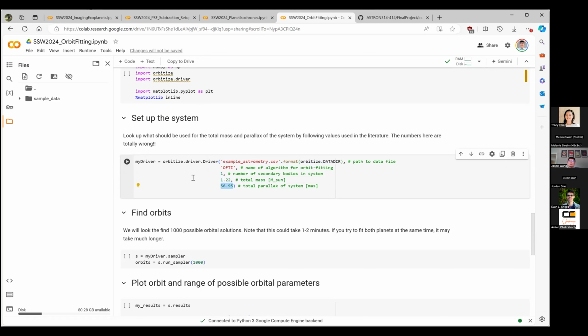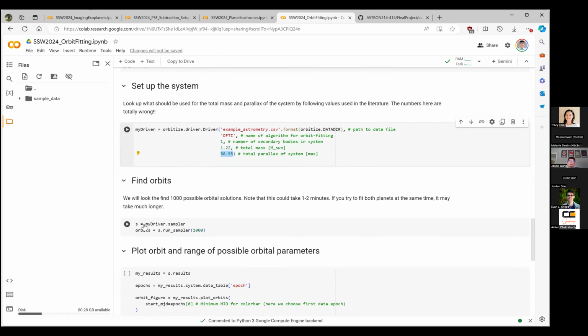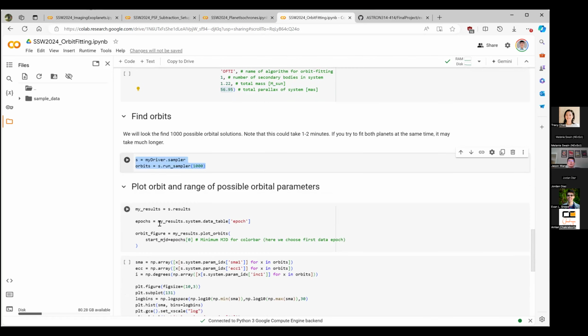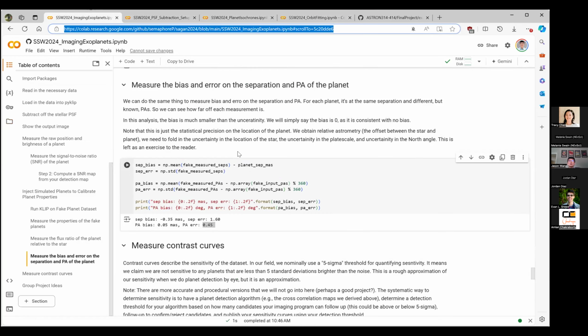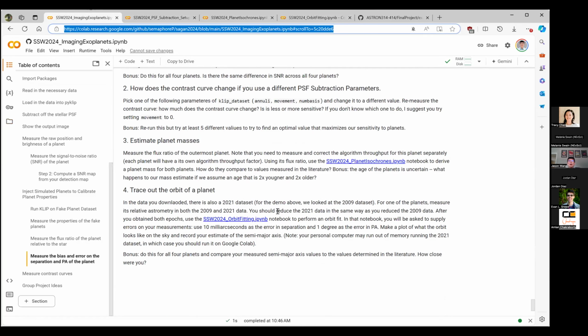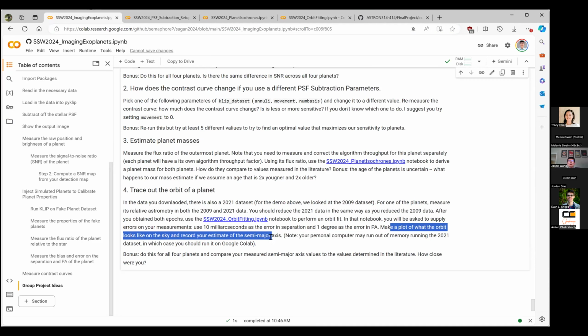Once you change that, you can then find a bunch of orbits. We're going to find 1,000 possible orbits for this planet, and then we're going to plot those orbits here. And the notebook just asks you to make a plot of what the orbit looks like and record your estimated semi-major axis.